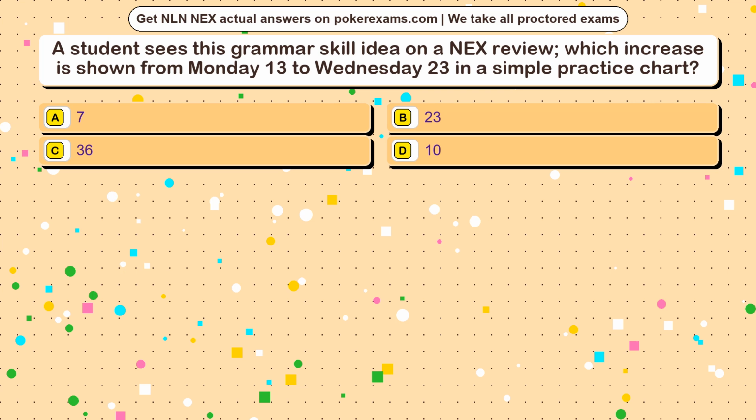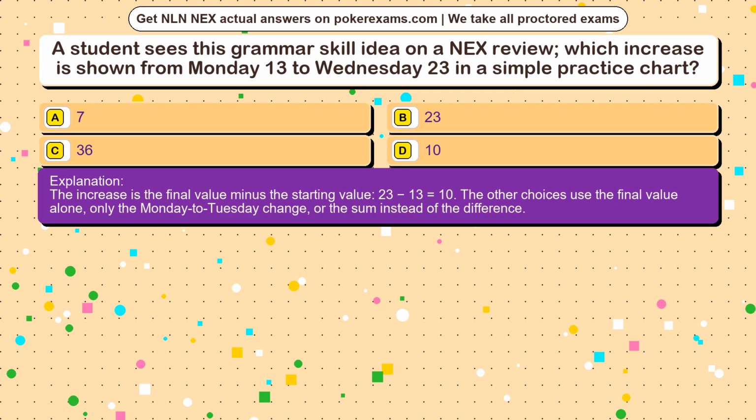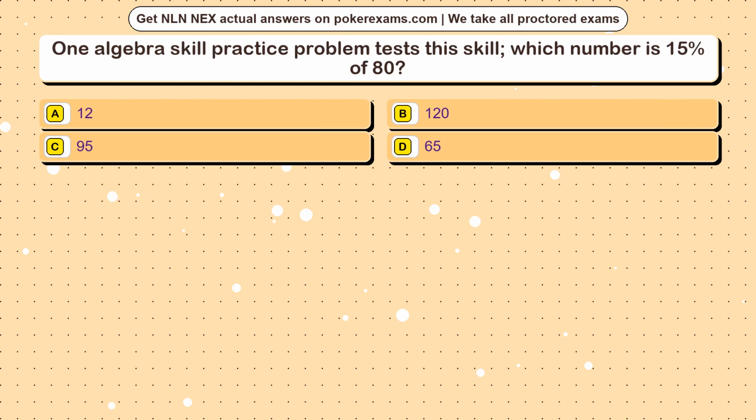The correct answer is option D. The increase is the final value minus the starting value, 23 minus 13 equals 10. The other choices use the final value alone, only the Monday to Tuesday change, or the sum instead of the difference.